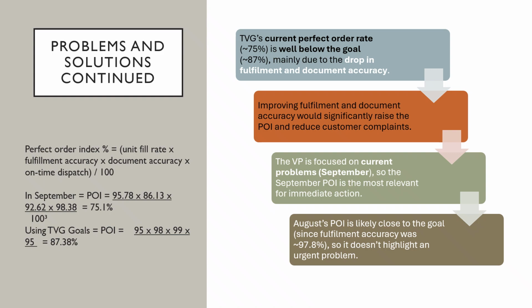To put it simply, TVG doesn't need to reinvent its operations. It already performs well on speed and dispatch reliability. What we need now is a rebalancing, slowing down just enough to improve order accuracy and documentation, which will in turn lift the customer satisfaction and bring the POI back to the company's target.